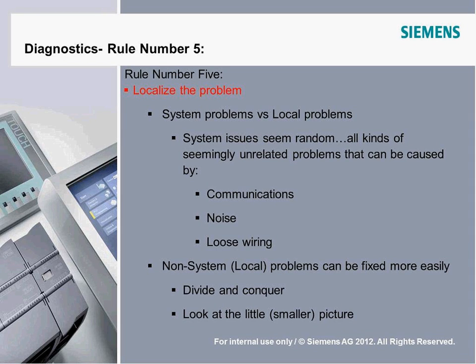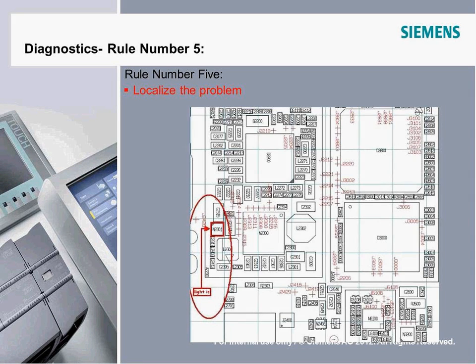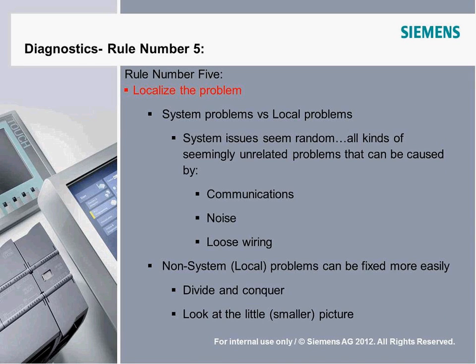Non-system local problems are really the ones that we want to find. If we can, back to showing a schematic with all these different subsystems, and actually if we can just zero in on the single part that's causing a problem, we can divide and conquer and actually get into a smaller picture, and it becomes a lot more logical and a lot easier to trace through the issues that led up to a symptom.